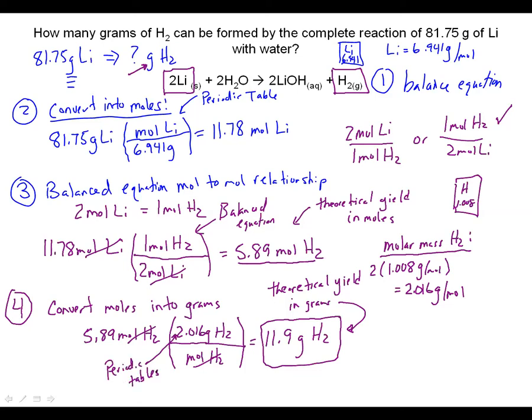back into grams. So what this number means is, in this same reaction, if you dumped in there 81.75 grams of lithium, and everything happened 100% perfect, no side reactions, nothing spilled, you, in theory, which is why it's called the theoretical yield, should get out 11.9 grams of H2.